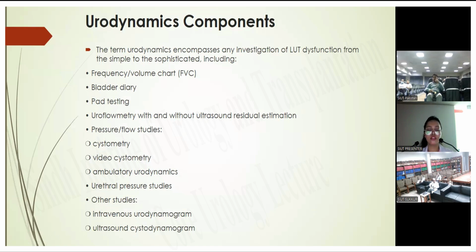So again, urodynamic components. The term urodynamics encompasses an investigation of the urinary tract, from simple to sophisticated, including FVC volume chart, bladder diary, pad testing, UFM with and without residual PVR, pressure flow studies, which include cystometry, video cystometry, and ambulatory urodynamics, urethral pressure studies, and others include IV urodynamogram or ultrasound cystodynamogram.